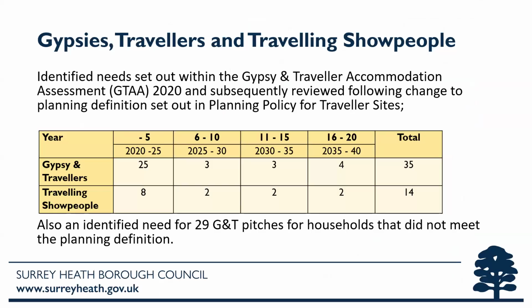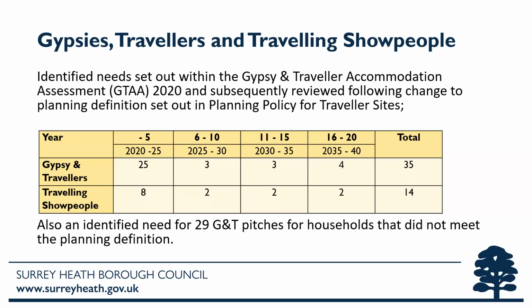I'll now pass over to Kate, who's going to talk about Gypsy and Traveller provision. Thanks, Kieran. So national planning policy expects councils to set out within their plans pitch targets for gypsies and travellers and plot targets for travelling show people that fulfil the planning definition set out in national planning policy for traveller sites. These targets should address the likely accommodation needs of travellers in their area.